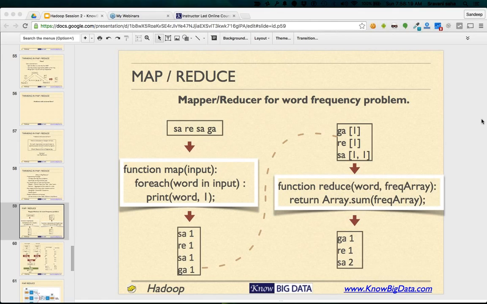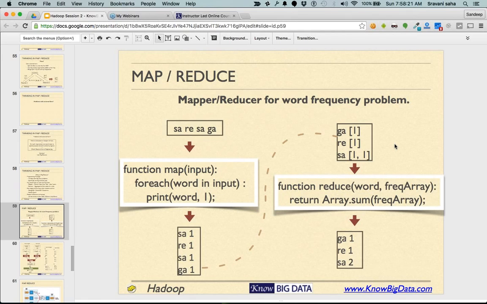Let's have a look at this. Let's imagine that there is an input line that is fed to Hadoop, and you are trying to compute the unique. So let's say sa re sa ga. This is the content of a line, and this is being fed to your map function. This map function is a very simplified way of saying.